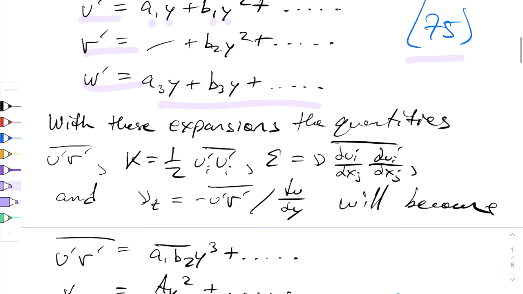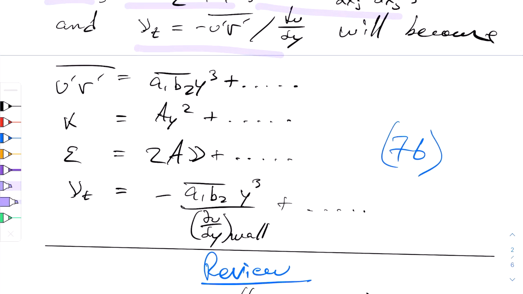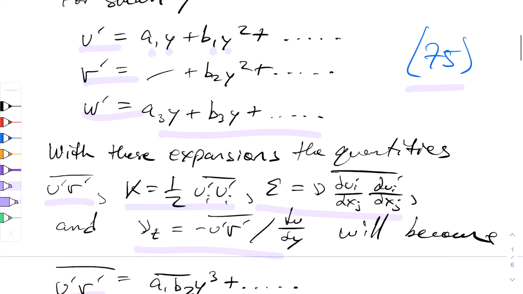Now, within these expansions, we might now calculate particular quantities. For example, u prime v prime bar, k, turbulent kinetic energy, the dissipation, which we previously defined, and the eddy viscosity with the boundary layer assumptions. Using 75 and the quantities which I just underlined, we can find equation 76, and we can find these same expansions. For example, for the Reynolds stress, turbulent kinetic energy, dissipation, and eddy viscosity. Here I've written all the first order terms, if you will, in the expansions from 75.